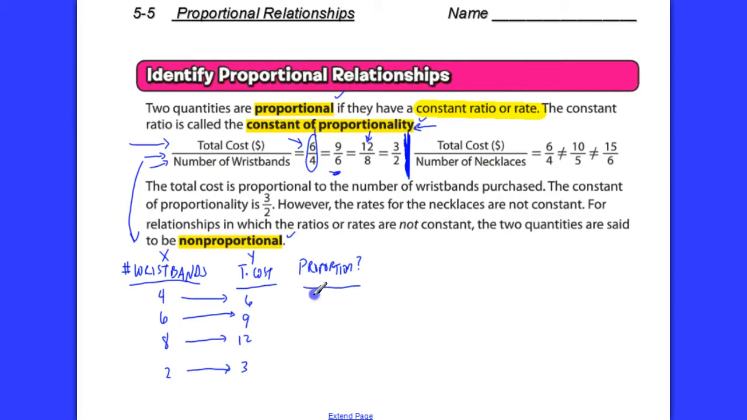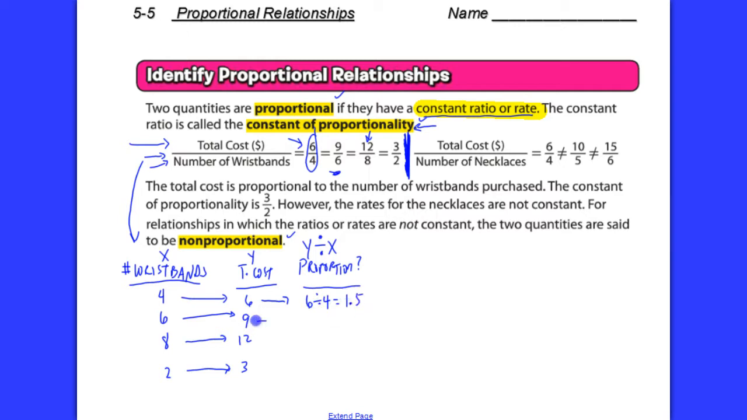Here's how you figure out if this is a proportion or not. Up here they tell you it has a constant ratio or rate. And the truth is a ratio is determined by division. So what we want to do to determine this is take the y value and divide it by the x value. See how I put y here and x here? For the first one, the total cost was 6, so we're going to go 6 divided by 4. If I take 6 divided by 4, that's 1.5.